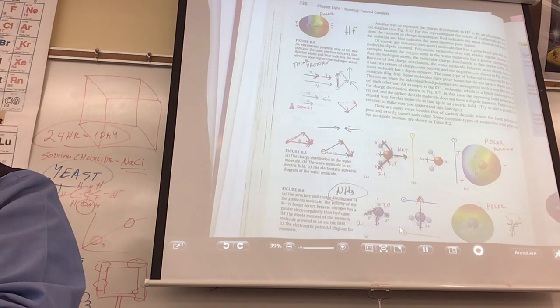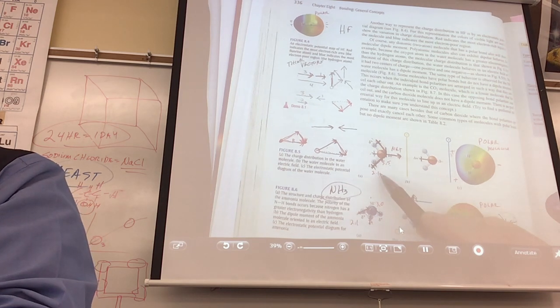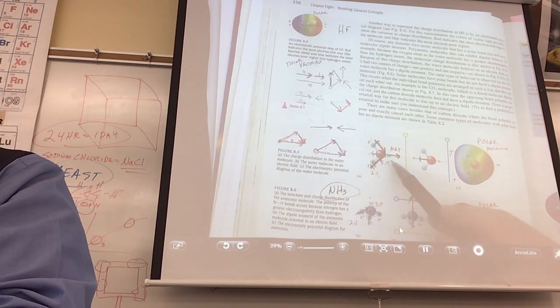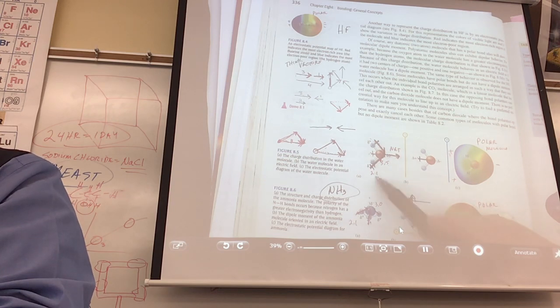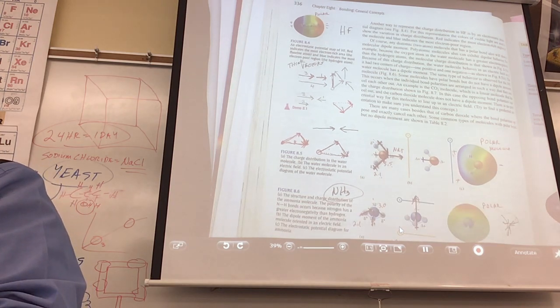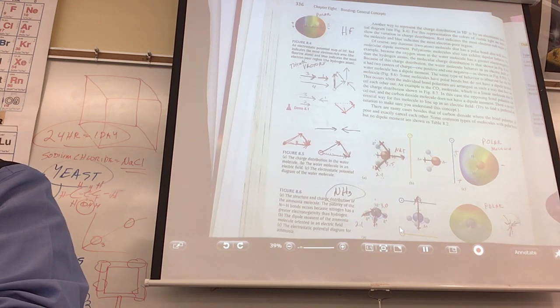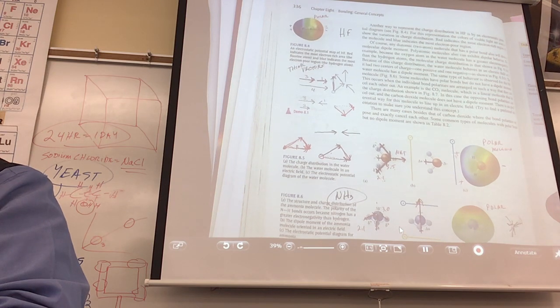Because you only have one dipole moment, and that means it's going to be polar. Now let's take a look at water again. Hydrogen was 2.1 and oxygen is 3.5, a difference of about 1.4. Is that a polar covalent bond? What do you think? Remember the chart? It's bigger than 0, right? So it's going to be polar covalent.